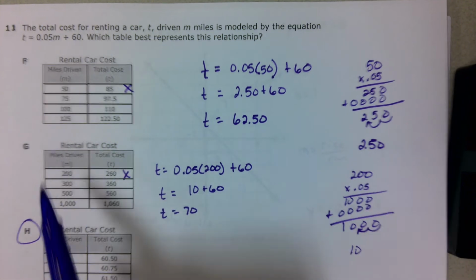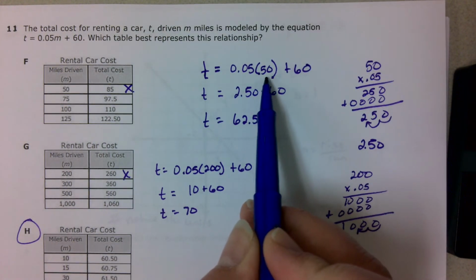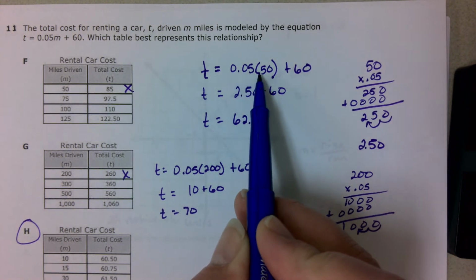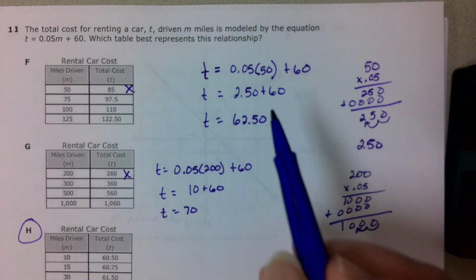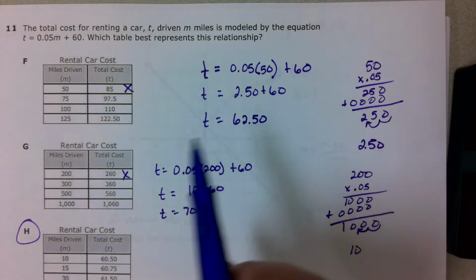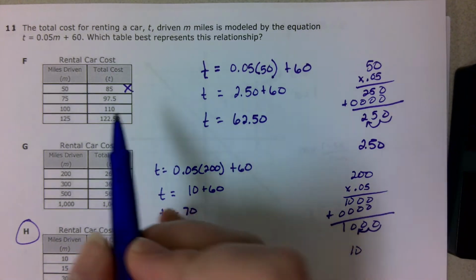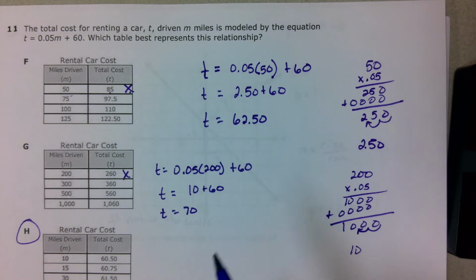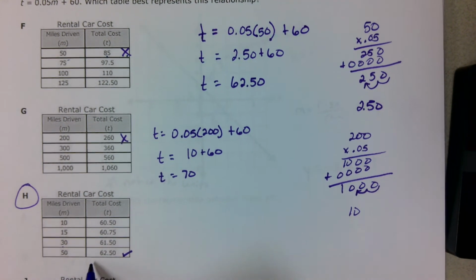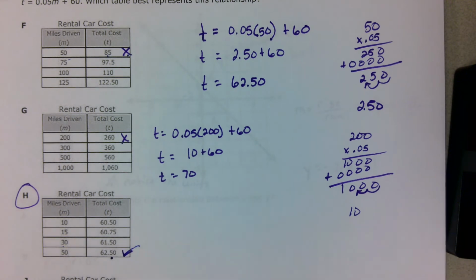And that's in 2 tables. And so when M is 50, I found T. So I just multiplied 5/100 times 50, and I got 2.50. And then I added 60 to that, and that's 62.50. So at 50 miles, 62.50 is the number I'm looking for, and that's 85. That's not right. I can't tell you on these other ones here, but I can tell you on this one here. That one does have 62.50. So I checked that that works.